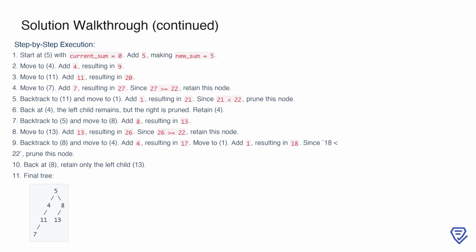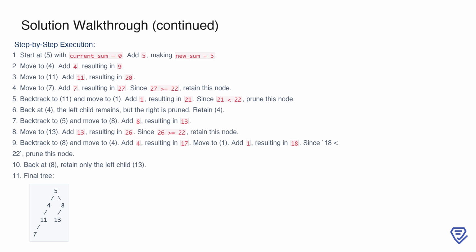We then backtrack to the root node and move to the right child, node 8. Adding 8 to the sum gives us 13. From here, we move to the left child of node 8, which is node 13. Adding 13 to the sum results in 26. Since 26 meets the limit, we retain this node.